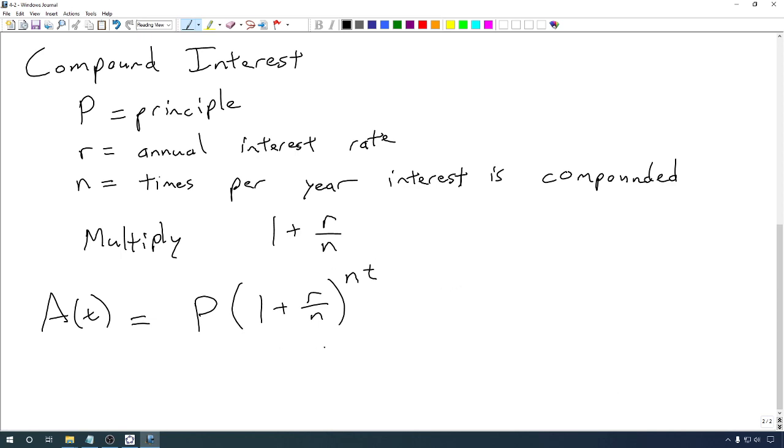But the natural question at this point is, what if you just calculate interest more and more frequently? Essentially, what happens if we make n really, really big? Well, we can compute that as a limit, and we're going to treat it as a limit as n goes to infinity. We're going to take the limit as n goes to infinity of our formula. What happens to this function as we do that?